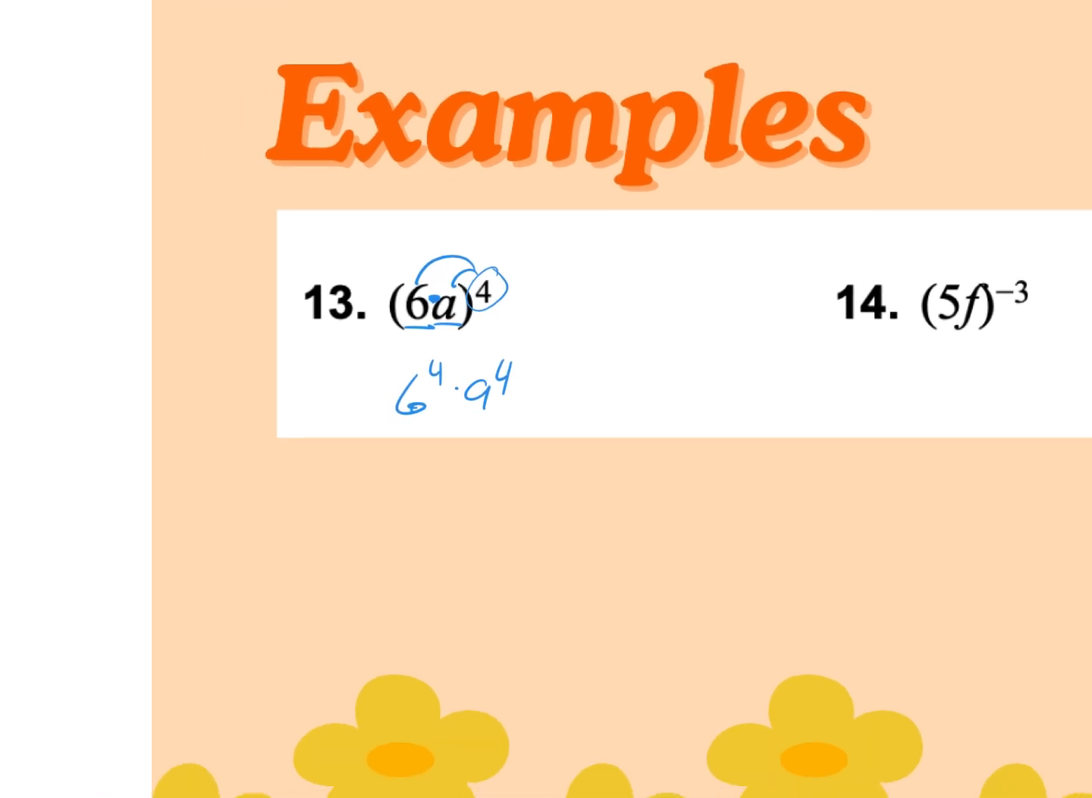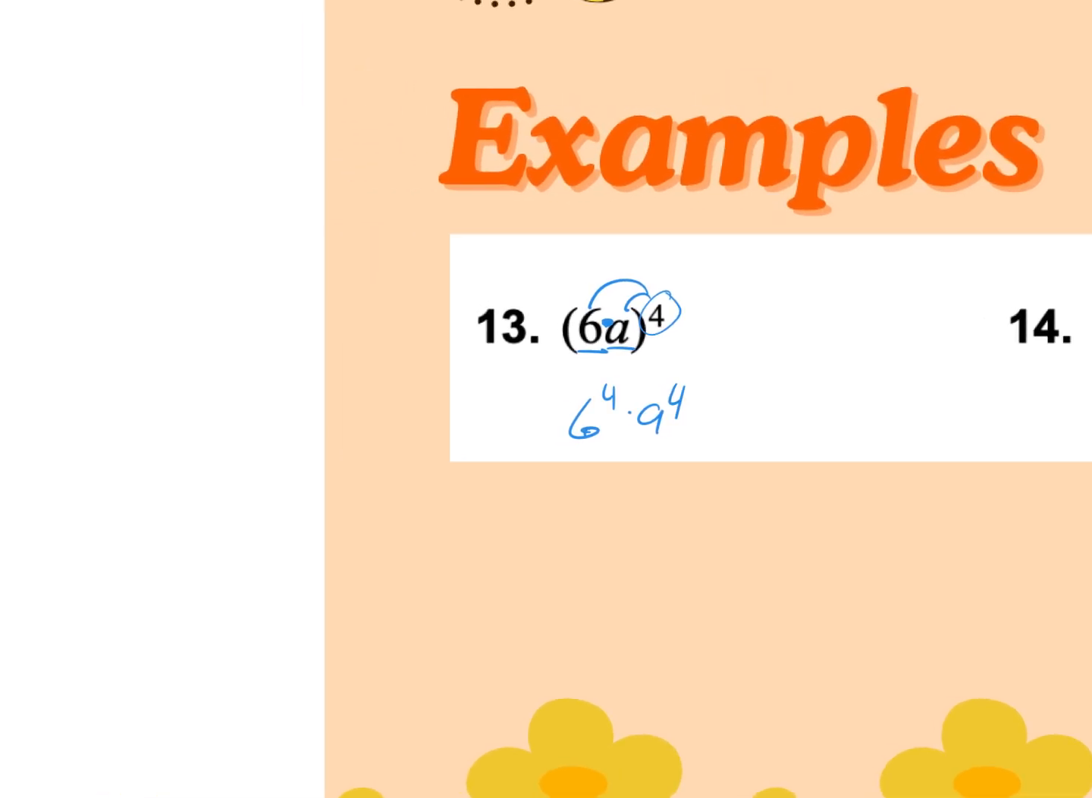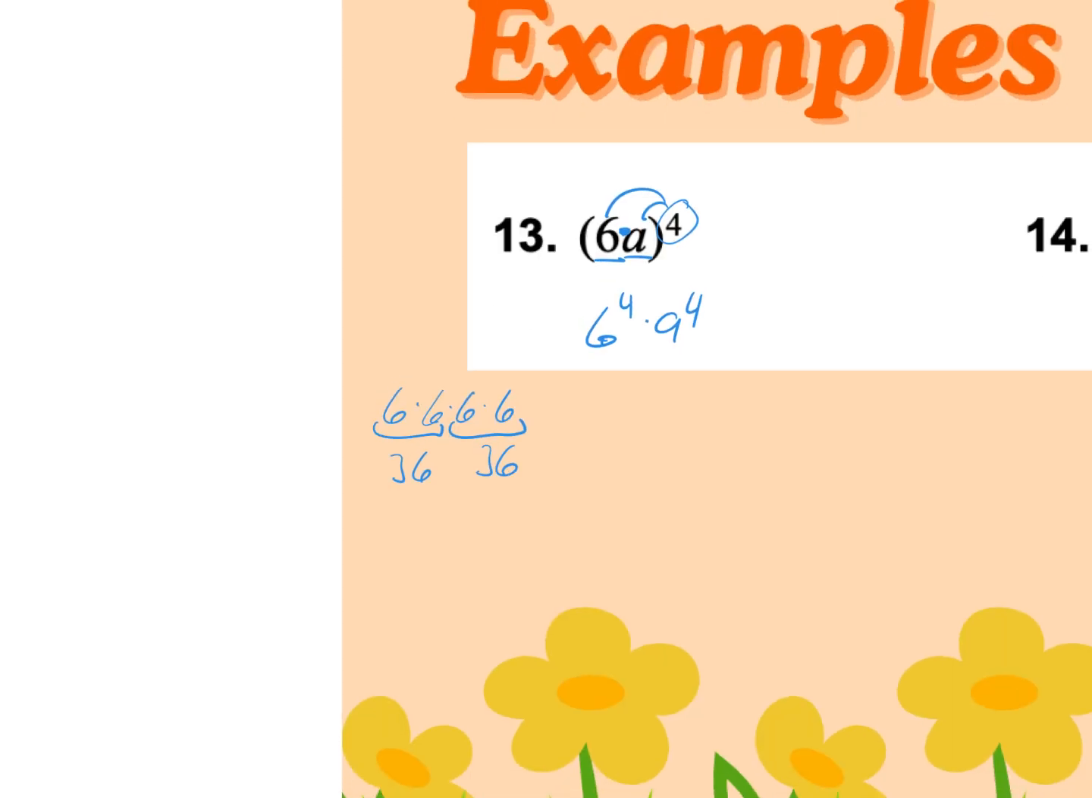Right, so we can simplify this a little bit further, right? So 6 to the 4th is the same as 6 times 6 times 6 times 6, right? And then 6 times 6 is going to get you 36, and then I get another 36, so we get 36 times 36. And then let's see what this gets us.